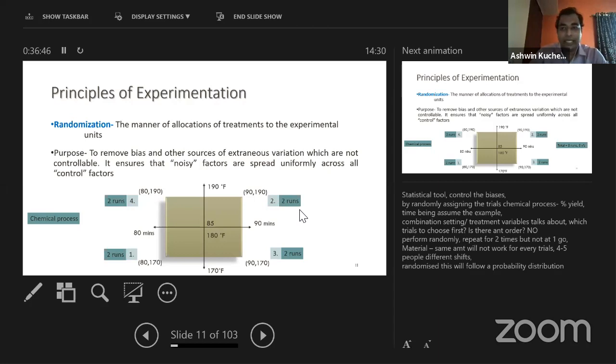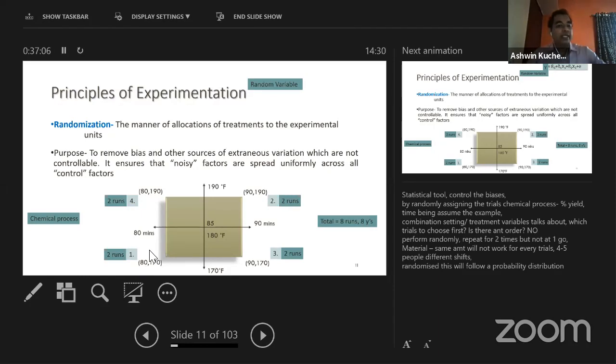So when you perform these trials, you will get a total of 8 runs, because 2 plus 2 plus 2 plus 2 gives a total of 8 Ys. And these 8 Ys will give you a random variable. But if you select 2 trials from 1 treatment together, it will not be a random trial.